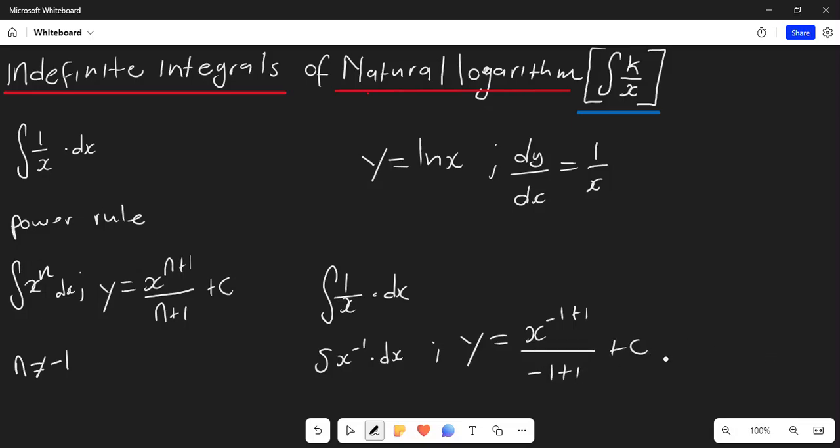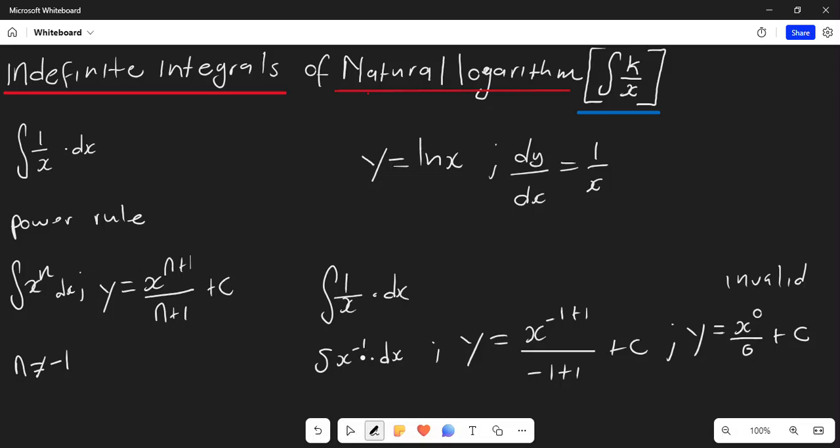Now if we continue with this, we're going to have the following. Obviously, we're going to have x to the power of 0, because -1 plus 1 is going to give us 0, divided by -1 plus 1, which is going to give us 0, plus c. For the fact that we have a division by 0, this becomes invalid. You can put it on your calculator. Anything divided by 0 is an error. So you cannot use this power rule. So be very, very careful, guys.